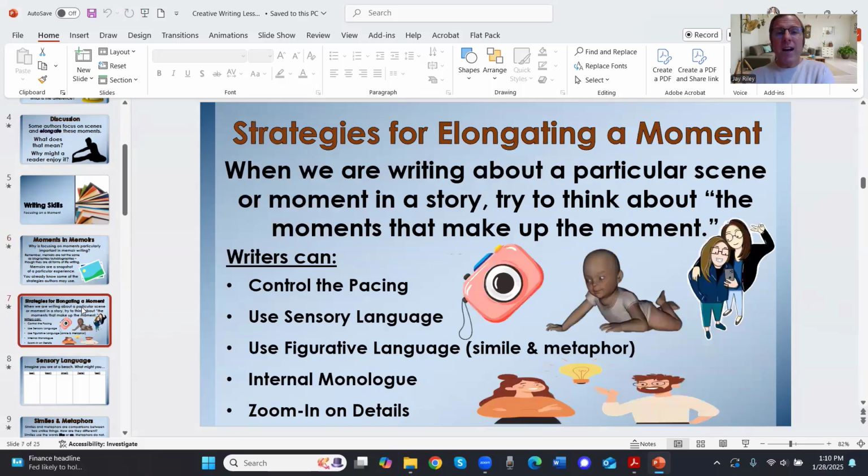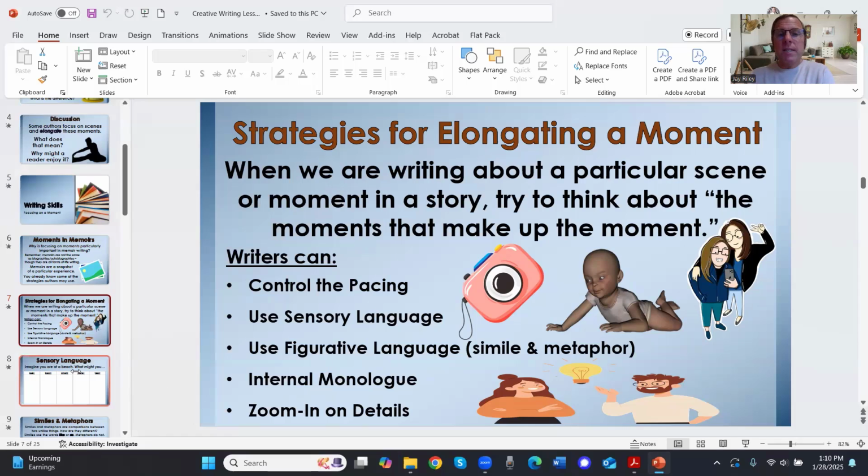So let's talk about these 5 strategies. The first is controlling the pacing, using sensory language, using figurative language like similes or metaphors, using internal monologue, and zooming in on the details. So when we control the pacing, we're actually setting the time, where we're controlling how fast or how slow events in our narrative are progressing.